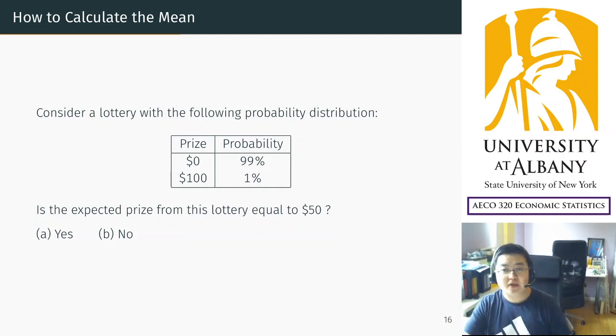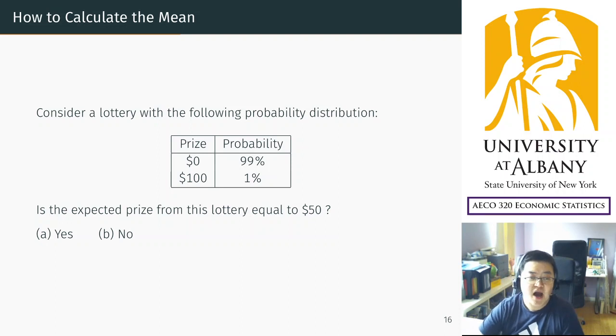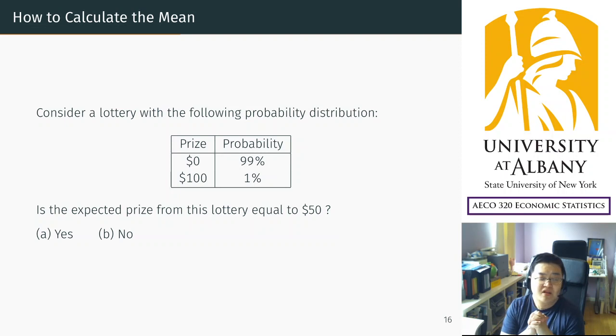Hi, in this video we are going to study how to calculate the mean. Like before talking about the method, let's consider a simple example. Think about a lottery with this probability. If you buy a lottery, it gives you $0 with 99%, but you may get $100 with 1%, right? Then what is the expected price of this lottery?